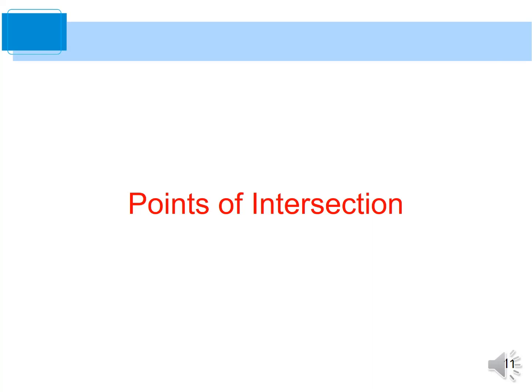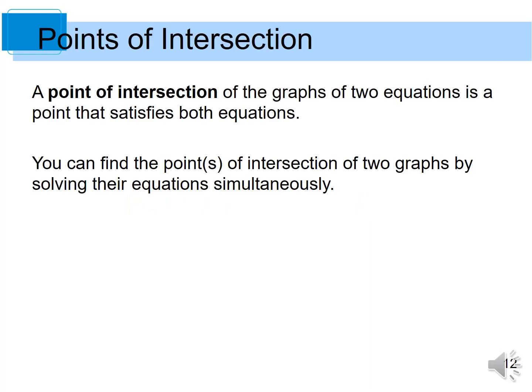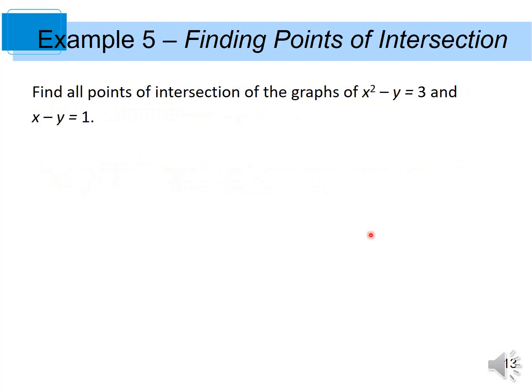The last objective. A point of intersection of the graph of two equations is a point that satisfies both equations. And you can find the points of intersection of two graphs by solving their equations simultaneously. Look at this example. Find all points of intersection of the graph of x squared minus y equals 3 and x minus y equals 1.